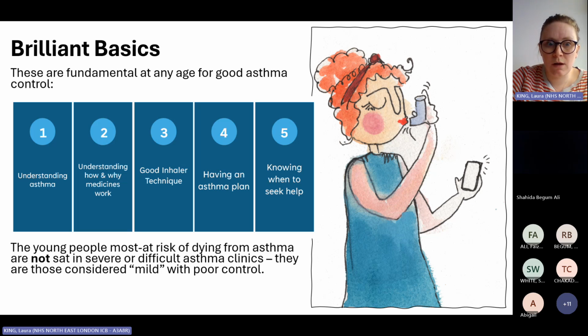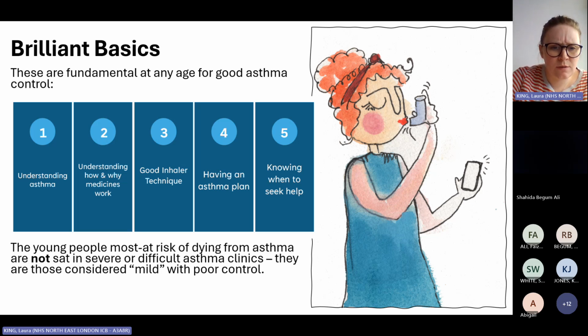So they're the 5 pillars, as I've said, and we're going to touch on those all the way through. But we also have a load of resources in North East London that work to these basics to just make sure everybody's got a really great grounding. We know in our patch, health literacy, English literacy, it is quite a mixed bag. So it's important to make sure information is accessible.